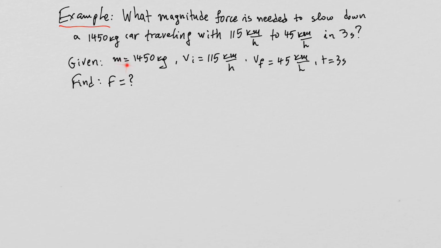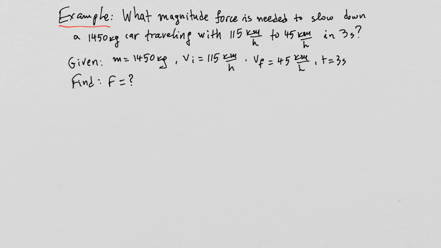So we know the mass of the car, 1,450 kilograms. We know the initial speed of the car, 115 kilometers per hour. We know the final speed, which is 45 kilometers per hour, and we know the time for the change in momentum to occur, and that is 3 seconds. The question is, what force must be applied to the car for this change to happen?